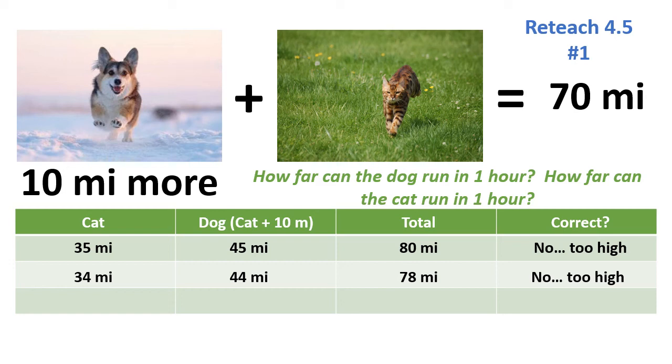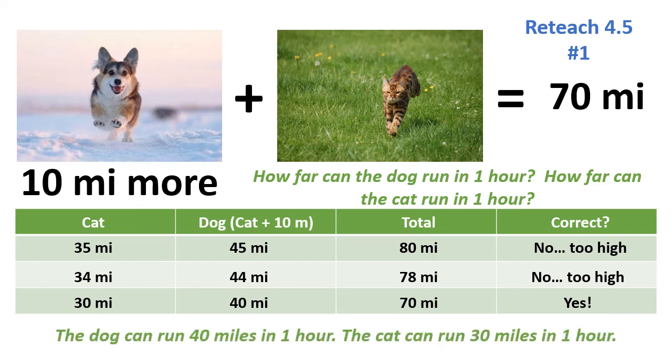All right, now that you had a chance to solve this problem on your own, let's see the answer. If the cat runs 30 miles in 1 hour, that means the dog will run 40 miles in 1 hour because 30 plus 10 equals 40. Well, when I add those two together, I get 70 miles. Is that correct? Yes, that is the total I was trying to reach. Remember, the chart is not your answer, so you need to write the dog can run 40 miles in 1 hour. The cat can run 30 miles in 1 hour.